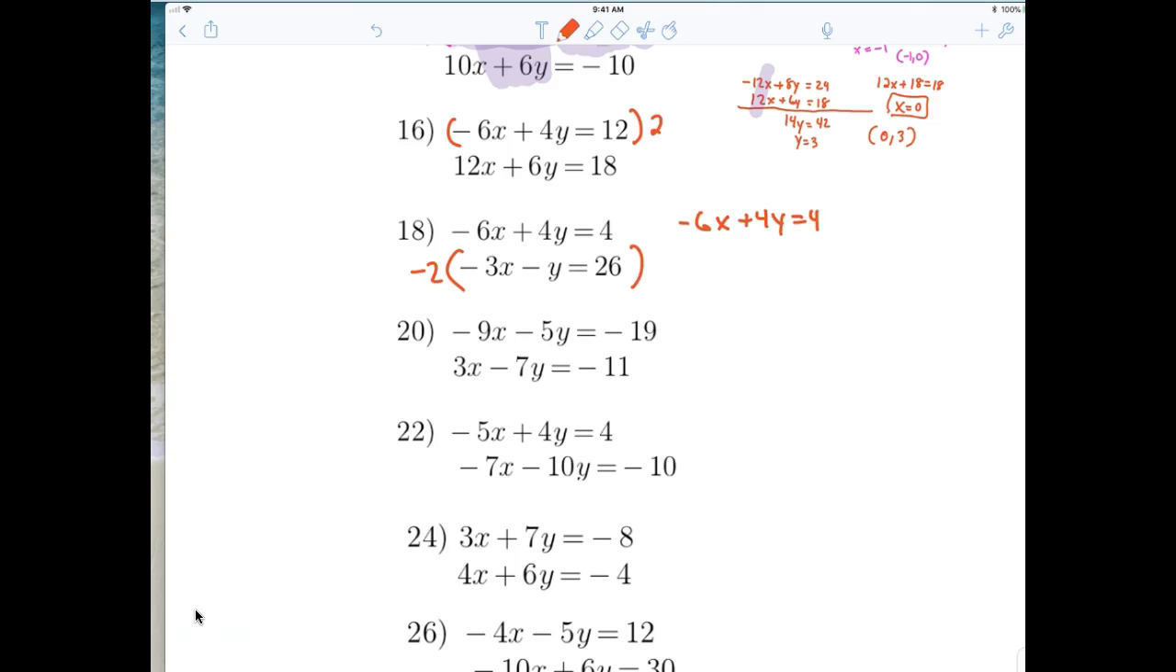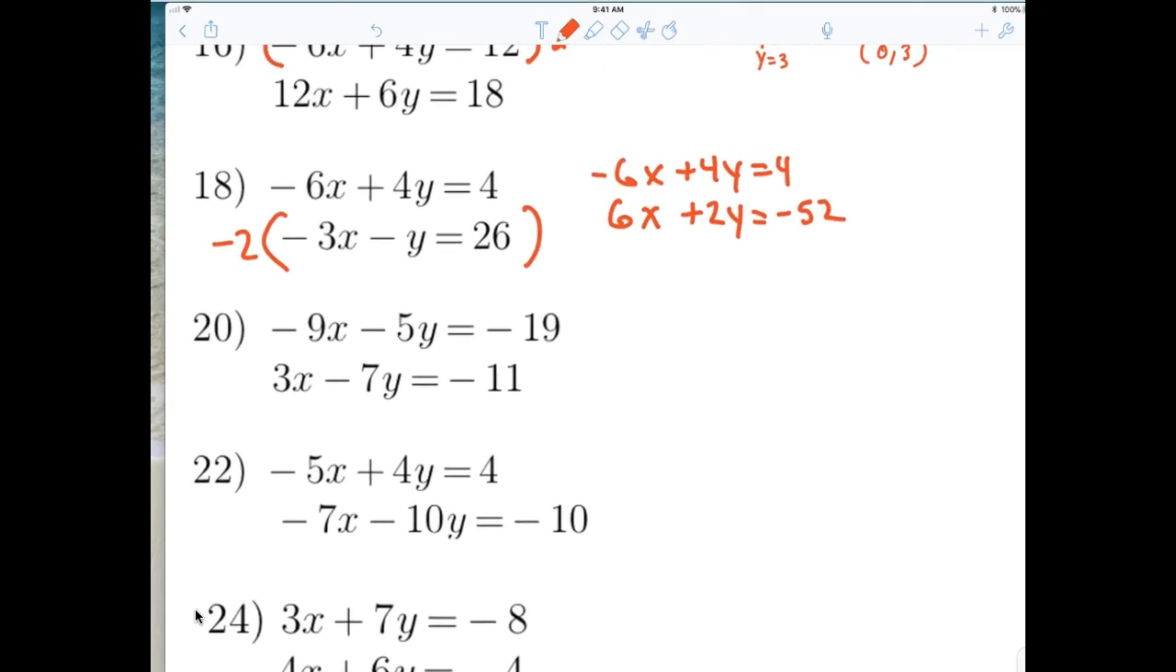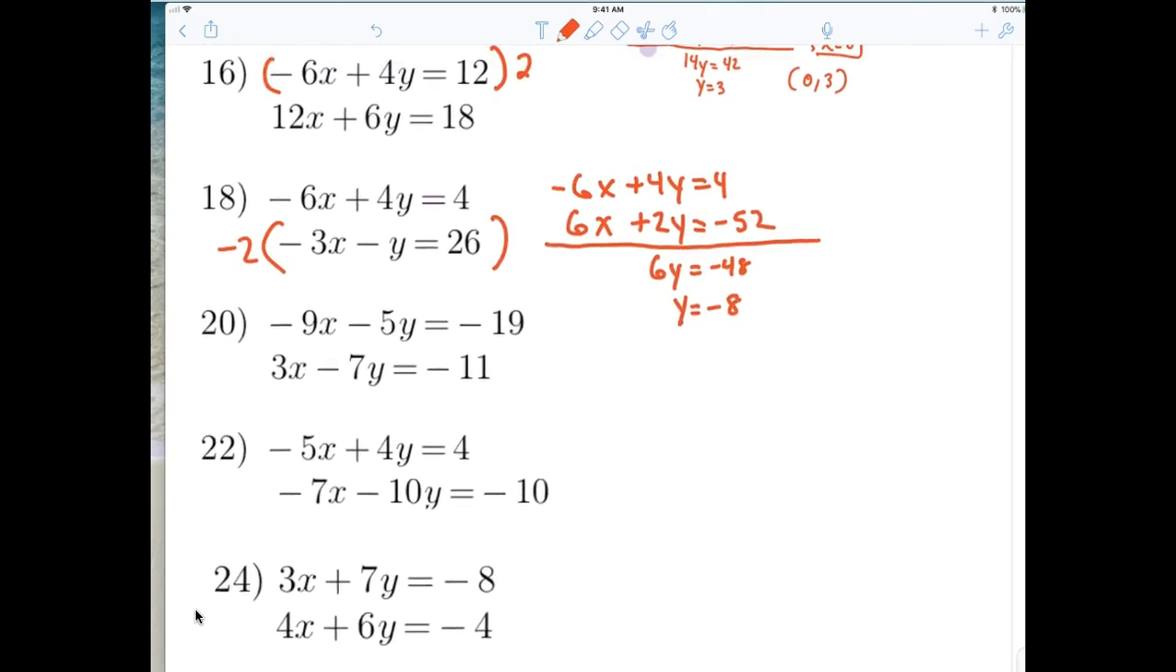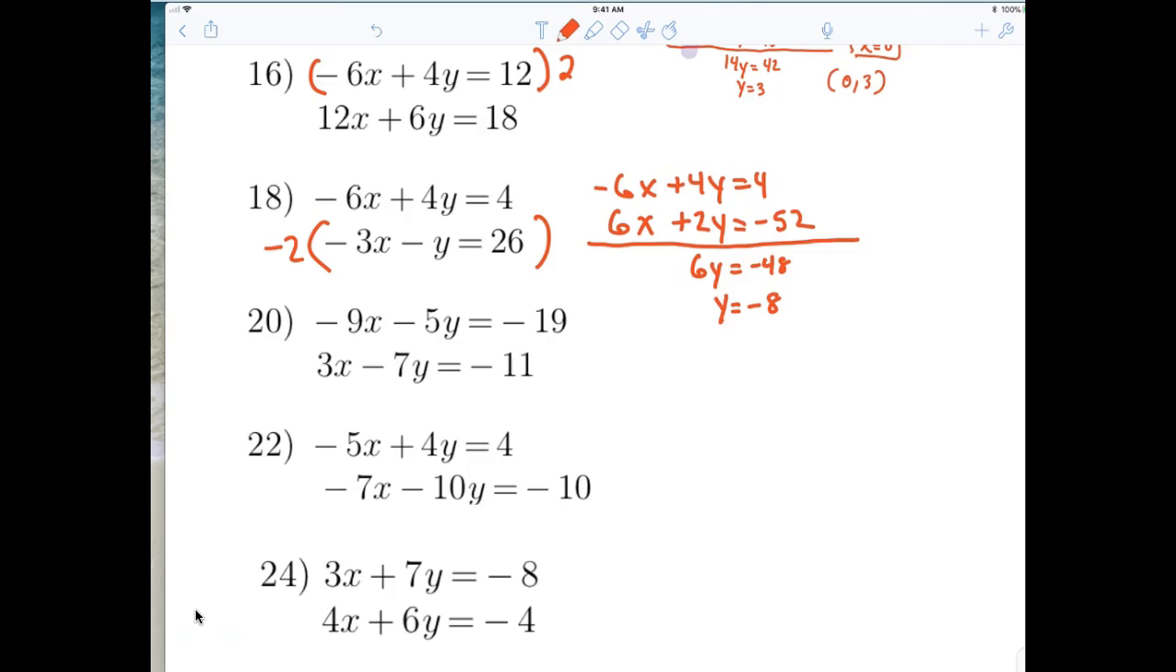Okay, now you tell me. Positive 6x plus 2y equals -2. Awesome. Feels good. Now what? And then 6y equals -48. So 48 divided by 6 is 8. Now you got all the way down there, and then you made it -8. Now what? And then you plug the -8 into the top equation.